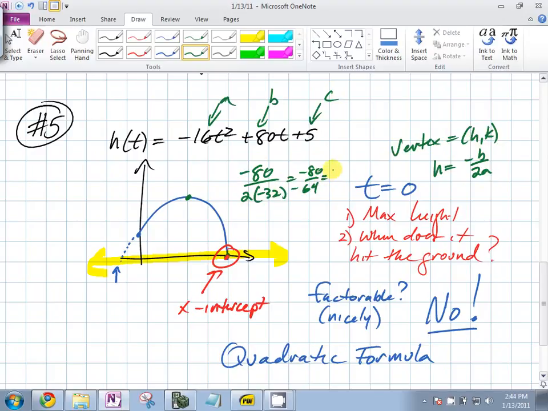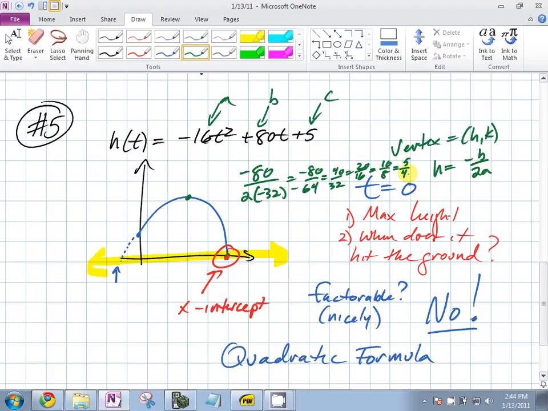Negative b over 2a. This is how I do fractions. Bear with me. 10 over 8, which is? Shouldn't it be negative? No. But you started dropping things. Oh, that's right. Never mind. So negative 5 over 4. So we have the x coordinate. Is that what the question's asking you for? No. It's asking you for the height. Did I do some math wrong?